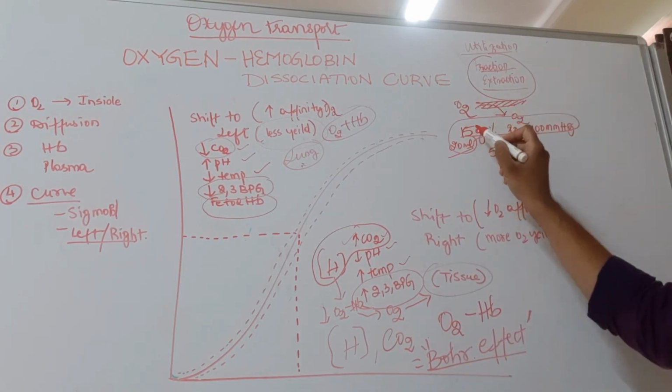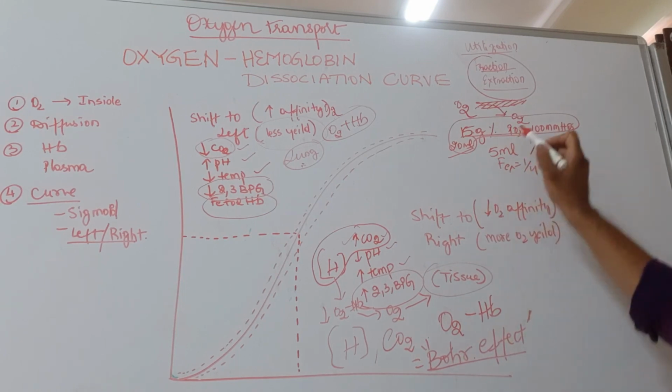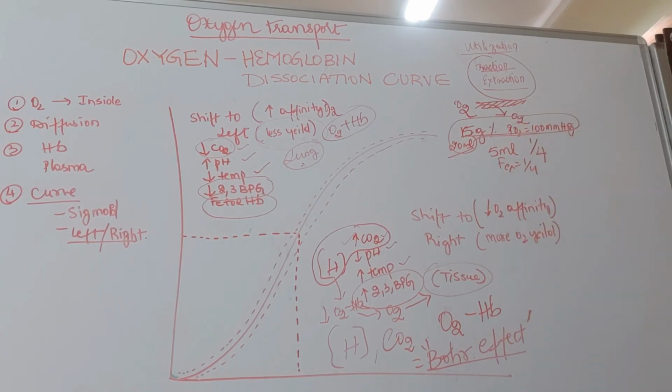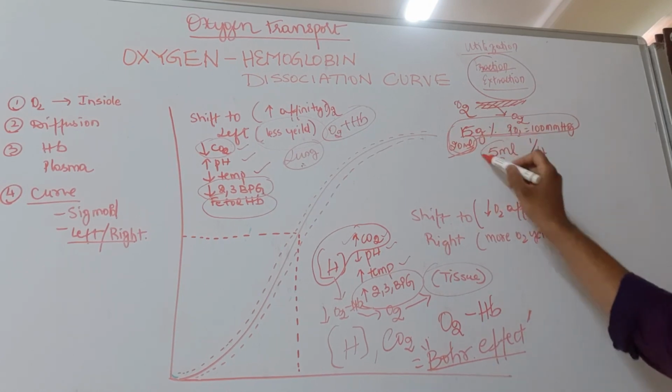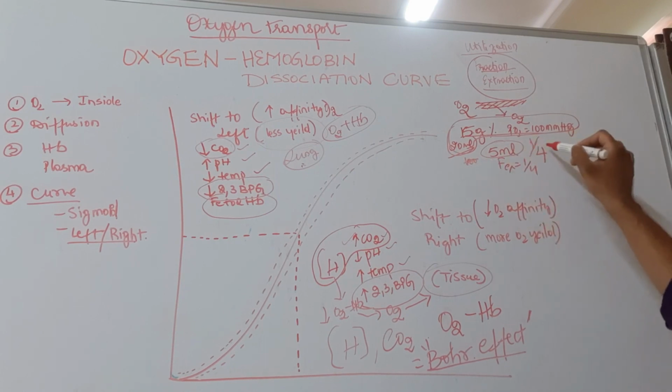Again, to repeat, with 15 gram % of hemoglobin, when the partial pressure of oxygen is 100 mmHg and it is carrying 20 ml of oxygen, it will yield 5 ml of oxygen per 100 ml of blood. So, the fractional extraction is 1/4.